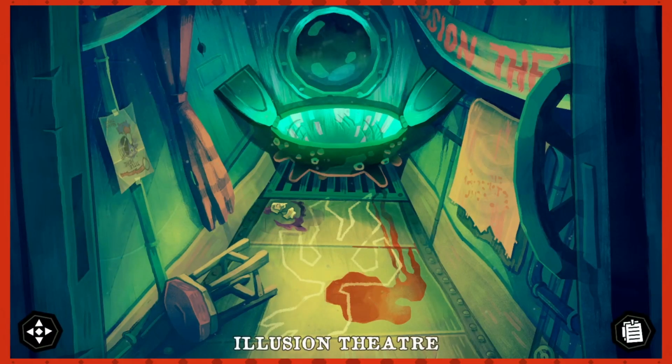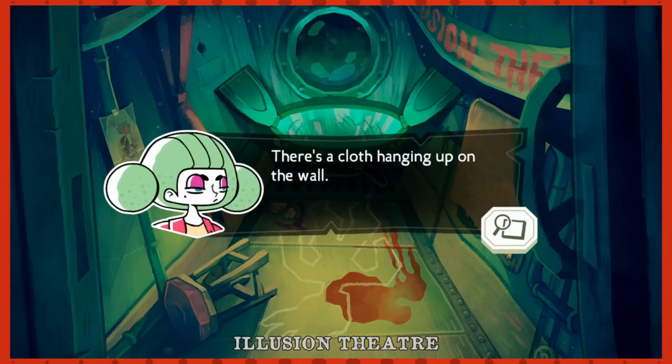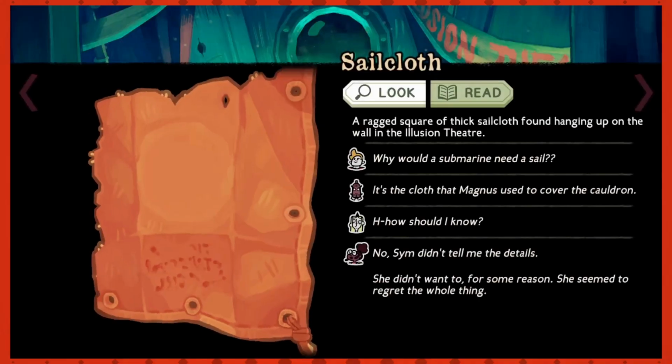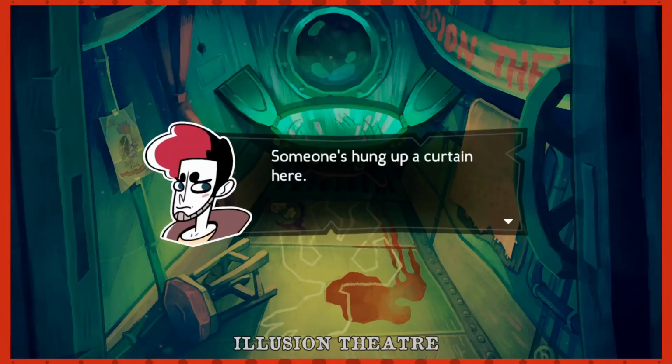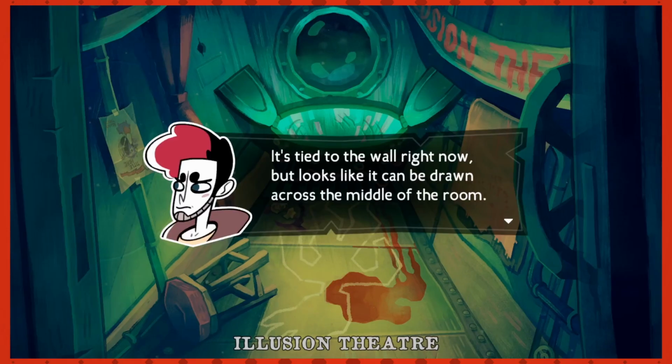There's something I've missed here. Can't we move the cloth hanging up on the wall? There's a curtain? Okay. So... Someone's hung up a curtain here. It's tied to the wall right now, but looks like it could be drawn across the middle of the room.